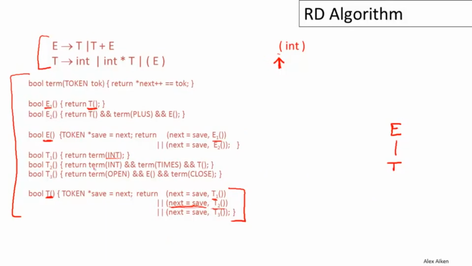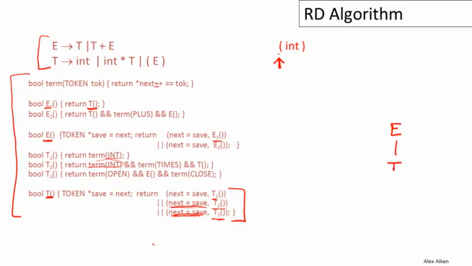And T2 is also going to ask, well, is the input pointer equal to an int? And recall that the term function here always increments the input pointer. So in fact, this pointer is going to move over one token, but this is going to return false because int doesn't match open paren. So we'll come back here. The input pointer will be restored back to the beginning of the string, and then it's going to try the alternative T3.